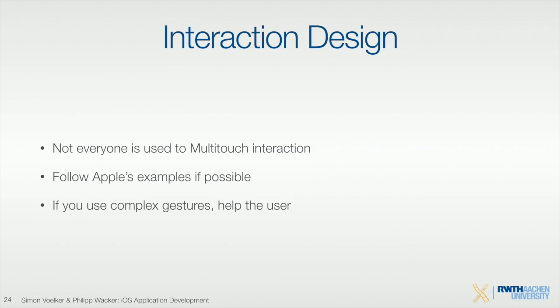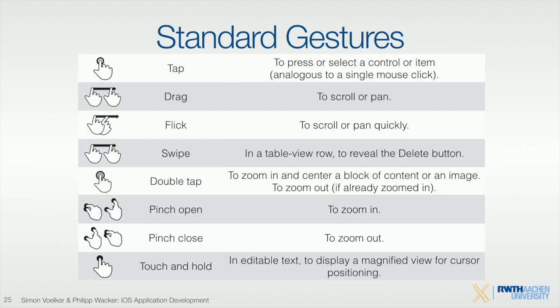And if you have complex gestures, as I already said, help the users. If they have to draw a certain butterfly or something on your screen to have an awesome interaction, tell them or give them an example. So these are the standard gestures that are mostly used in iOS environments, or in touchscreens in general. You have tap, which is the obvious one, drag. Flick is already not that used.